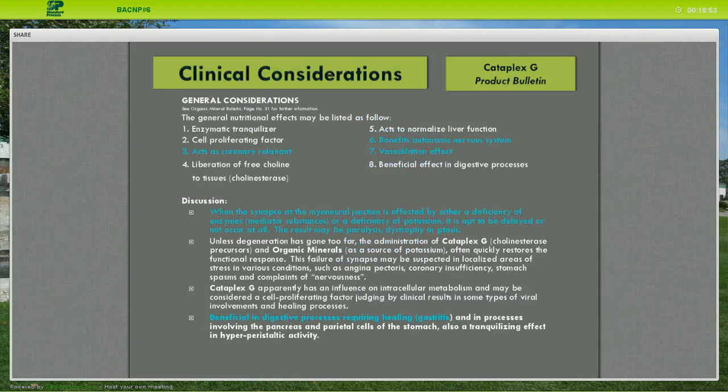So further, if we look at the product bulletin, we see that Cataplex G tends to act not so much on the nerve itself, but on the synapse. So that connection between the nerve and the muscle, or the myoneural junction, is affected by either a deficiency of those enzymes, the G vitamins, or a deficiency in potassium. It is apt to be delayed or not occur at all, so this can result in things like paralysis or dystrophy or ptosis. So when we see some of the symptoms coming up as presented in the foundational system, you see where we get these from. So obviously you can see it's beneficial in the digestive process.